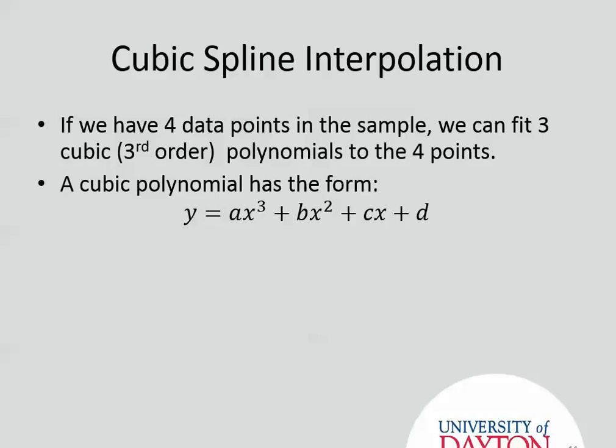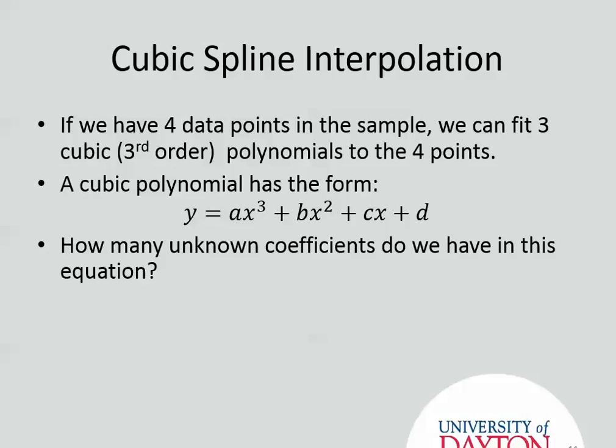So we have our generic form of our polynomial. And how many unknown coefficients do we have in this equation? We have 4. So A, B, C, and D are our unknown coefficients in this polynomial. We were given X data and we're given Y data, and we want to figure out what those unknown coefficients are. So our unknowns are A, B, C, and D.